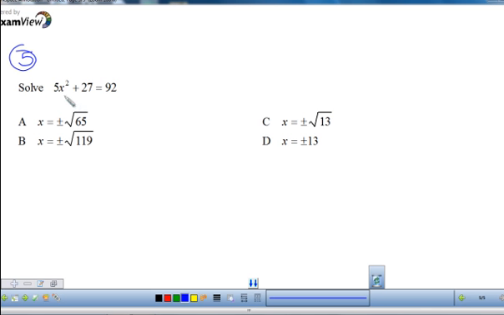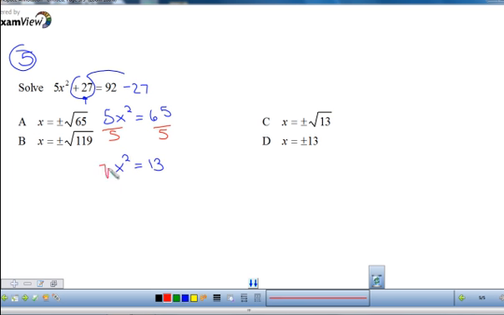Okay. Solve 5x squared plus 25 equals 92. Since my middle term does not have an x, I'm going to move the 25 to the other side. So I'm going to have 5x squared equals 92 minus 25, 65. Then you're going to divide by 5. 65 divided by 5 is 13.